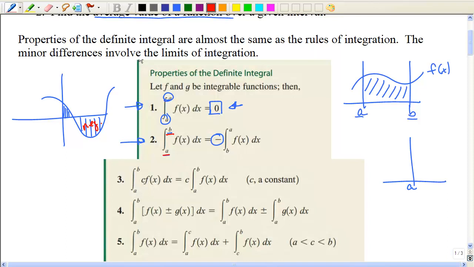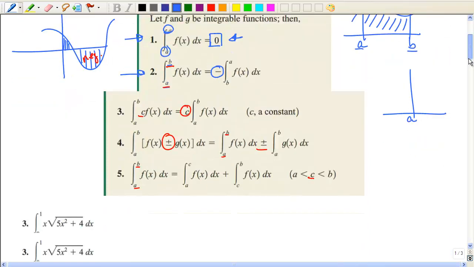Now the other rules are pretty much the same. If you have a constant, you can pull it out in front. Addition and subtraction, you can break it apart, again keeping those same limits. And sometimes if you have some boundaries between A and B, and for some reason you'd want to split that up, where C is between A and B, you are allowed to do that. So let's just dive in and look at some of these problems.